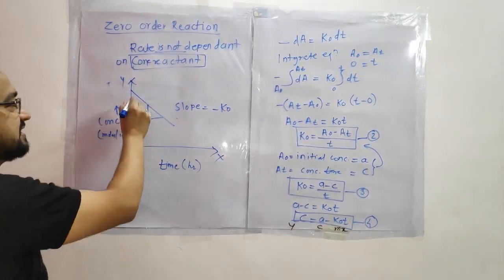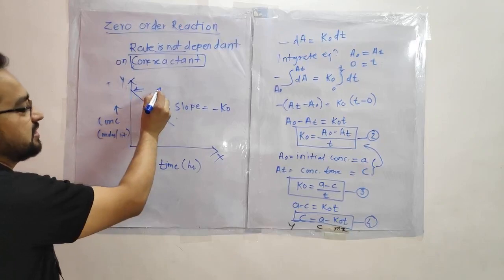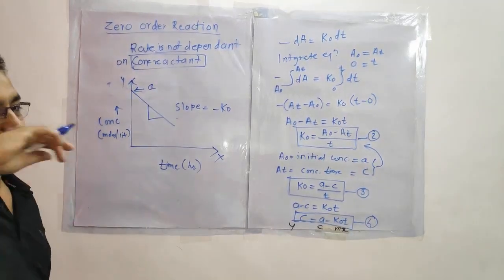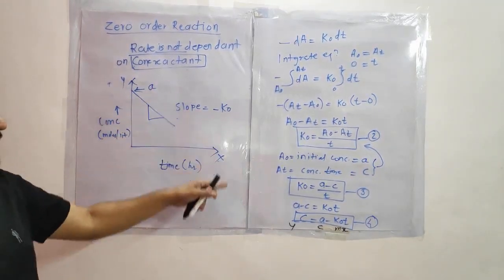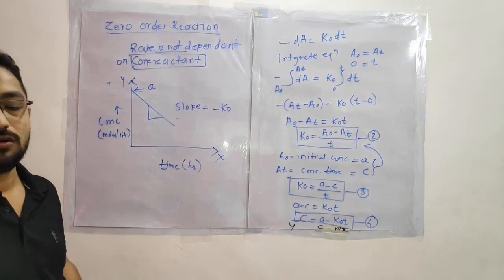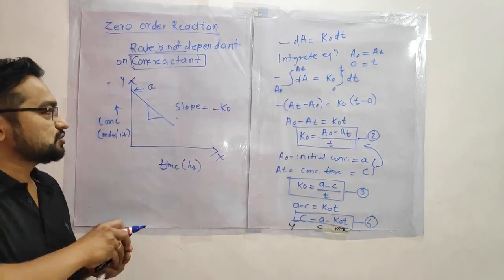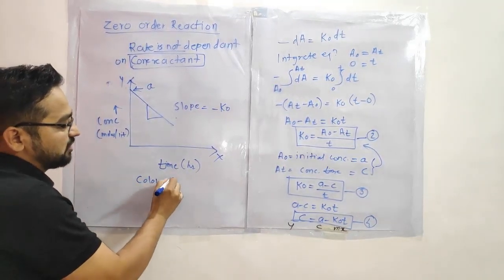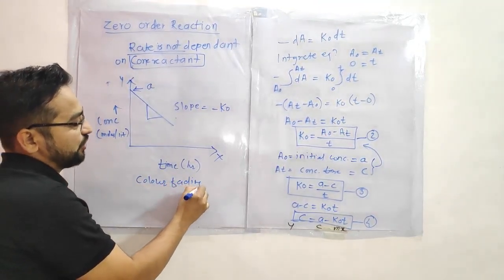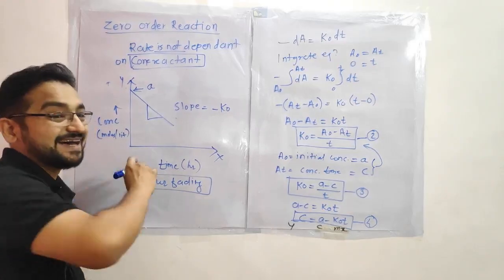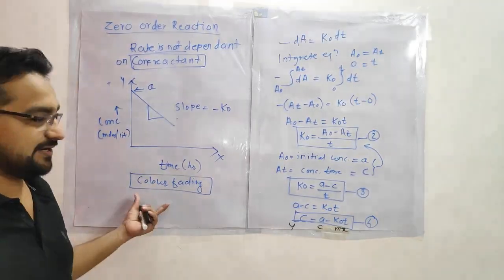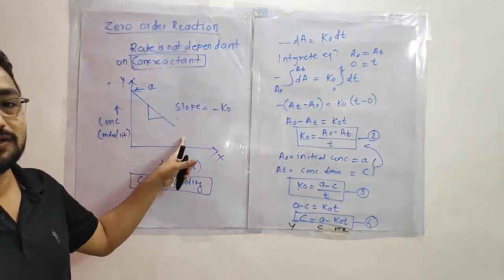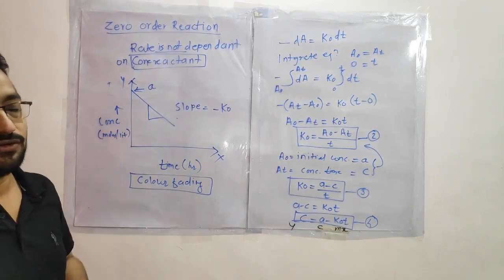So what will be the c? C will be your intercept, so the intercept value will be your a. So this is a simple graph plotted from this equation. Why is this downward? Because your color is fading, your product color is fading. Whatever multisulfide drug product was there, its color is decreasing. That's why the graph has this kind of shape.